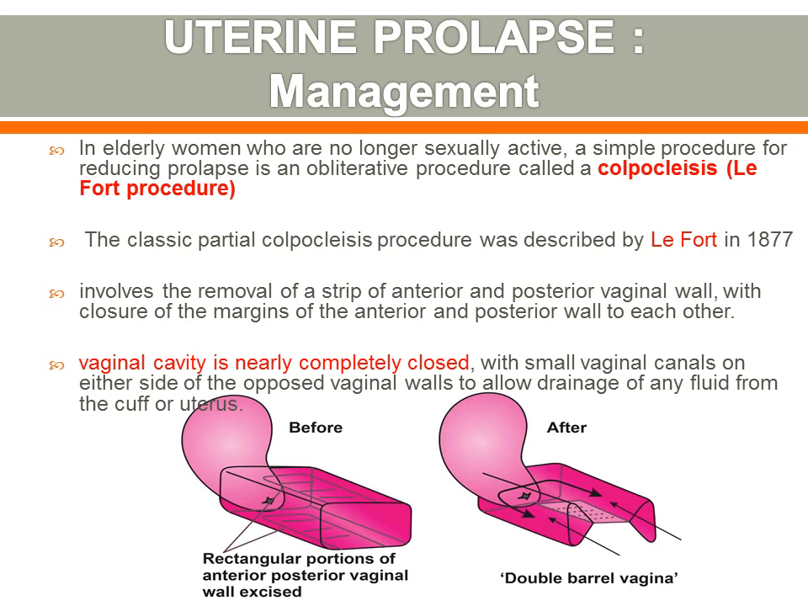The vaginal cavity is nearly completely closed, with small vaginal canals on either side of the opposed vaginal walls to allow drainage of any fluid from the cuff or the uterus. And since the vaginal cavity is completely closed, this is ideal only for elderly women who no longer are sexually active.